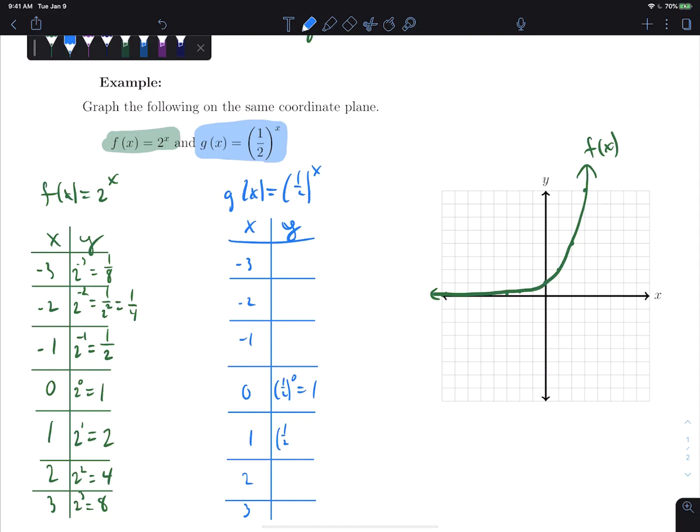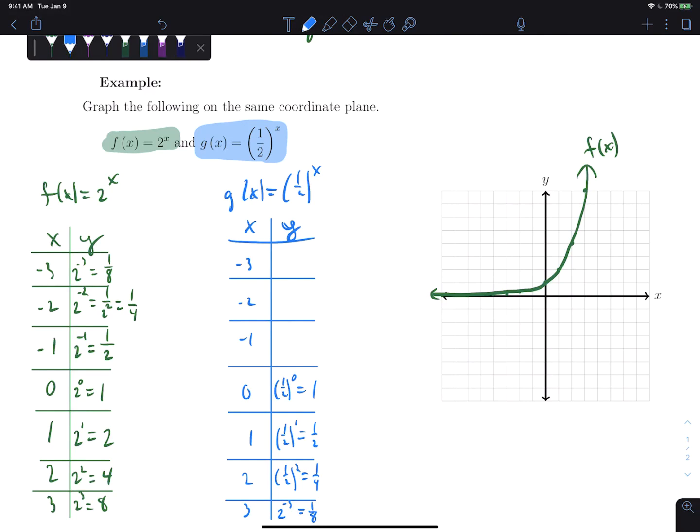Now let's look at 1/2 to the first power. Well, that's just a half. 1/2 squared would be 1/4. Notice that what we're doing here is we're multiplying by the base. So 1 times a half is a half. 1/2 times a half is a quarter. 1/4 times a half is 1/8. In other words, 1/2 to the 3rd power is what that is.